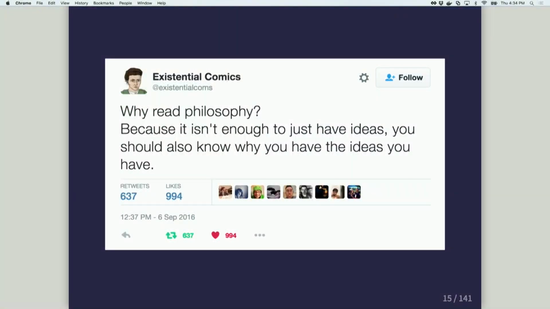So I like to think about the type of thinking that happens when people write code. And it might be because I got really into philosophy and neuroscience in college. But I also really just like asking the question, why? Because it isn't enough to just have ideas. You should also know why you have the ideas that you have.